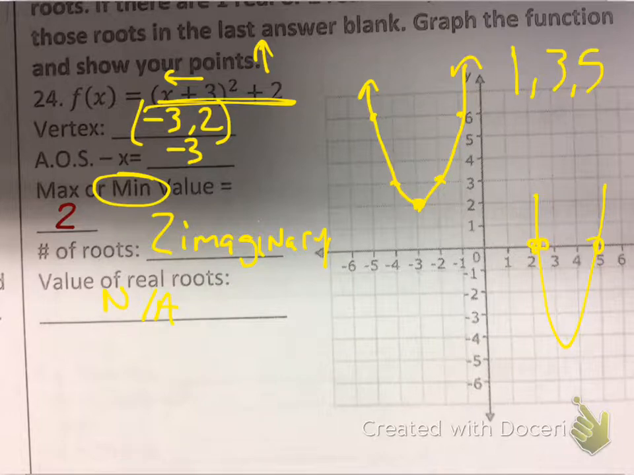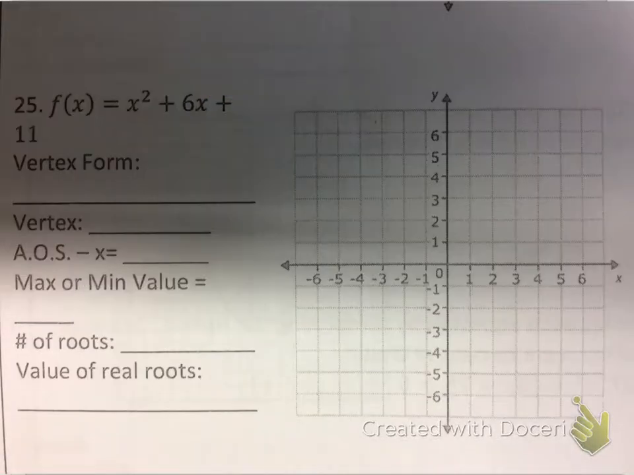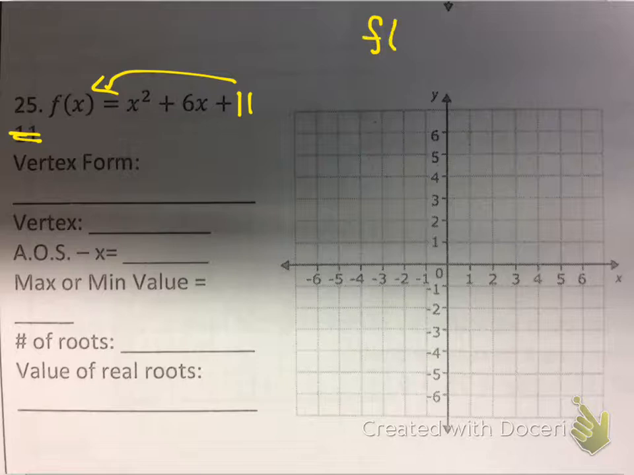Just got to ask. Okay, number 25 takes a little bit more work. On this one there is a little bit of a shortcut, but I'm going to show you how it technically is supposed to be done. I'm supposed to move this 11, because this actually should be saying x squared plus 6x plus 11. I need to move that over to the other side. So I've got f of x minus 11 equals x squared plus 6x.